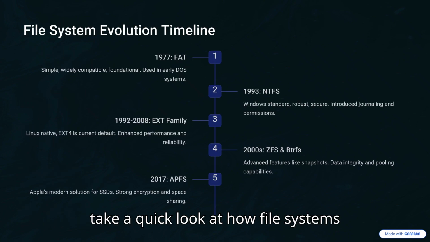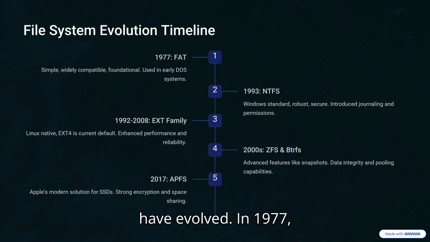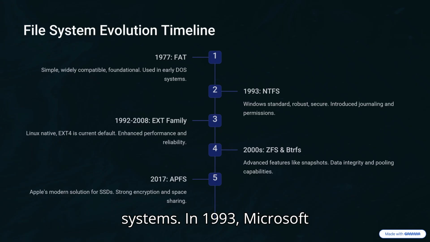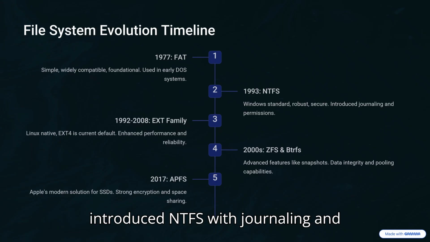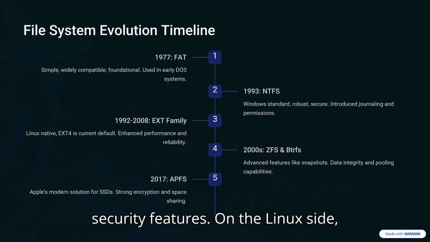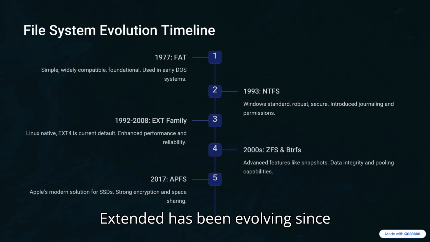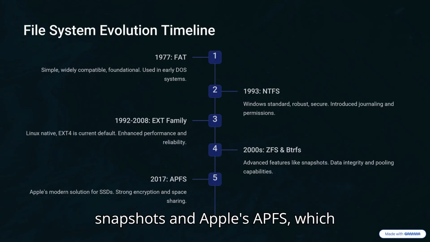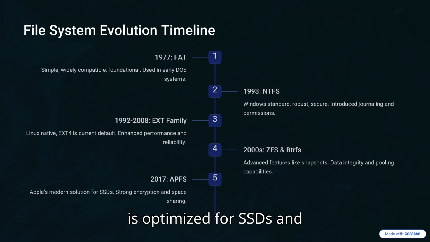Now let's take a quick look at how file systems have evolved. In 1977, FAT was introduced for early DOS systems. In 1993, Microsoft introduced NTFS with journaling and security features. On the Linux side, Extended has been evolving since 1992. More recent innovations include ZFS and BTRFS with features like snapshots, and Apple's APFS, which is optimized for SSDs and strong encryption.